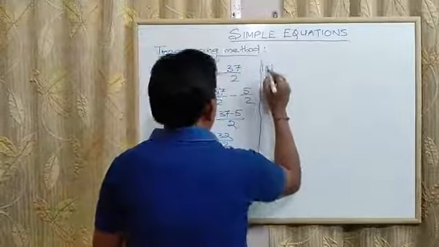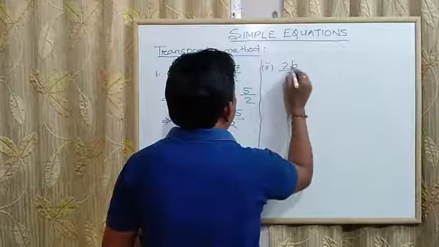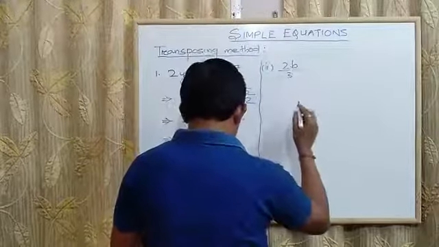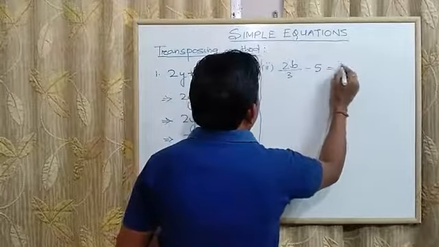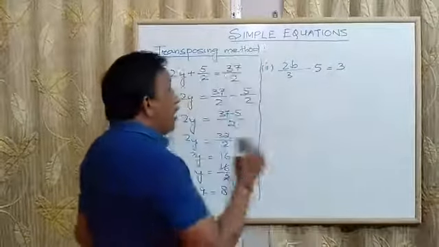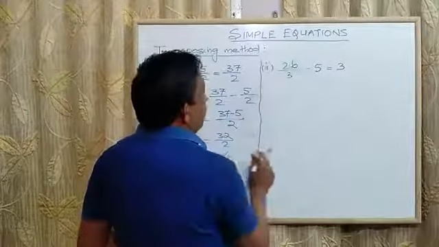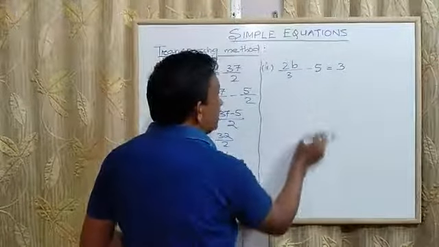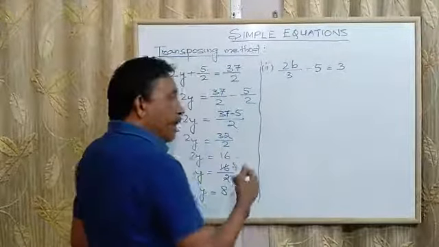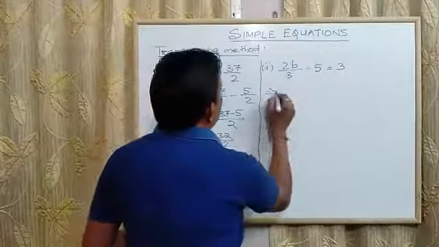Example number 2: 2b/3 minus 5 equals 3. Now how to solve this? The variable is b, so my target has to be to keep b only on one side of the equal to sign. It may be either the left hand side or the right hand side. Now see how to solve this.